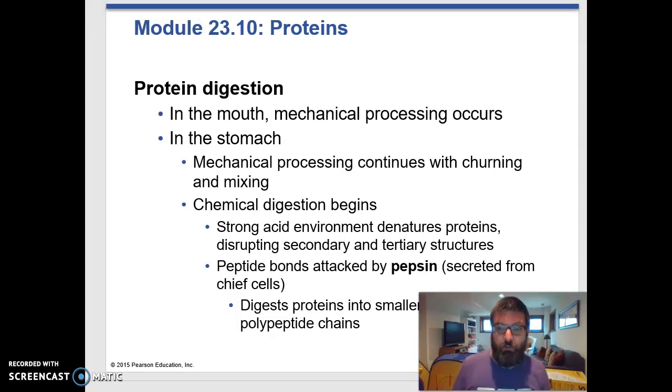And in the stomach, you produce an enzyme called pepsin. Really, you produce it as pepsinogen, which is a precursor, turns into pepsin when it hits the acid. And that pepsin breaks peptide bonds and takes long polypeptides like proteins and breaks them into smaller and smaller polypeptide chains.